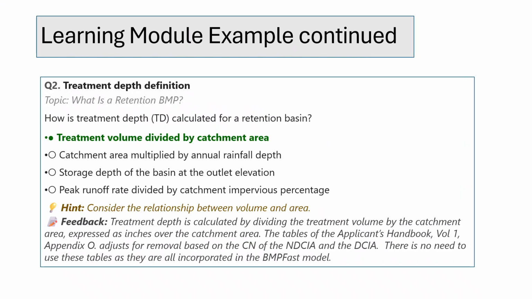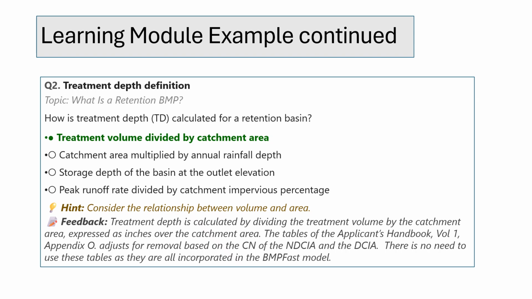Here is the second example question from the learning module quizzes, continuing with the topic of retention BMPs. The question asks how treatment depth is calculated for a retention basin. The correct answer is that treatment depth is calculated by dividing the treatment volume by the catchment area. This gives you a depth expressed in inches over the catchment area, which is a useful way to normalize the storage requirement relative to the land area being treated.